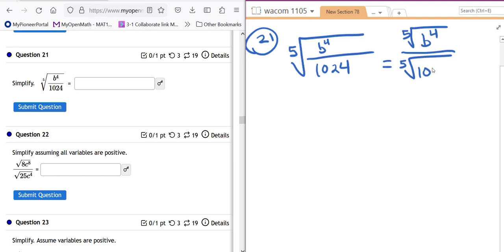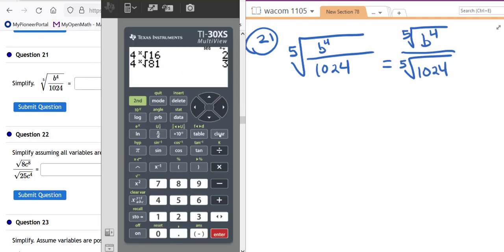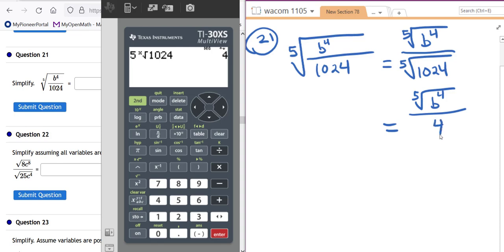So let's check out and see if 1024 is a perfect 5th power. So 5, second, any root, 1, 0, 2, 4, enter. It's 4. So your numerator stays the same. 5th root of b to the 4th over 4.